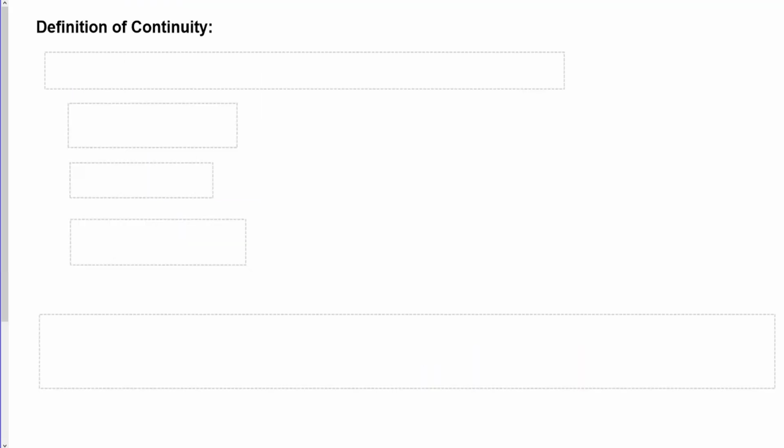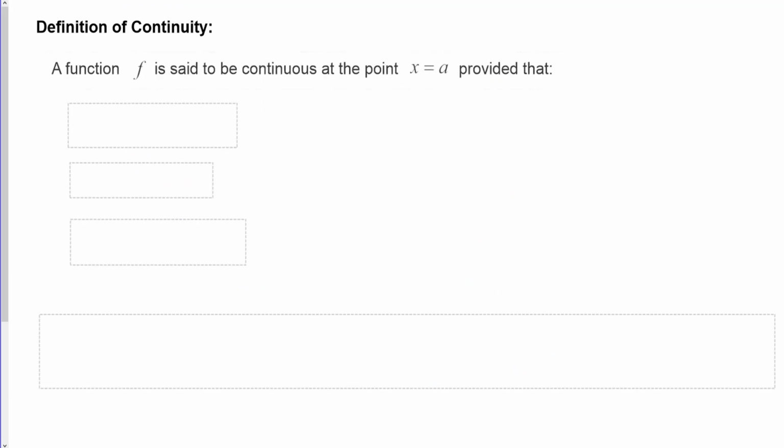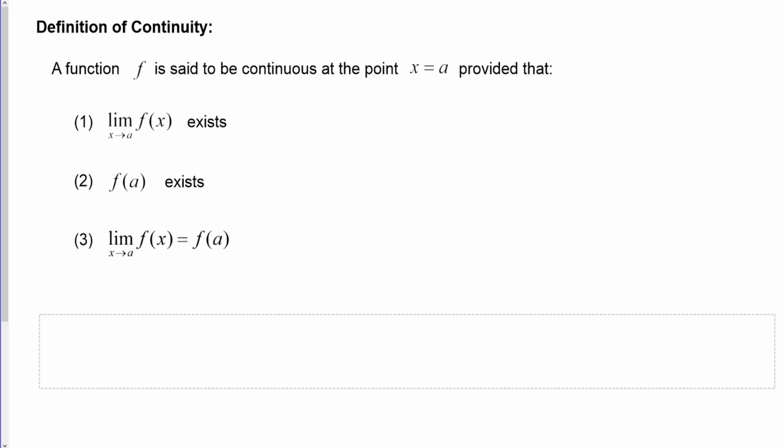So let's go ahead and define then what we mean by continuity. A function f is said to be continuous at the point x equals a, provided that 1. The limit as x approaches a of your function exists, so the limit must exist. The function evaluated at that point has to also exist, but also the limit as x approaches a of the function has to equal the function itself.